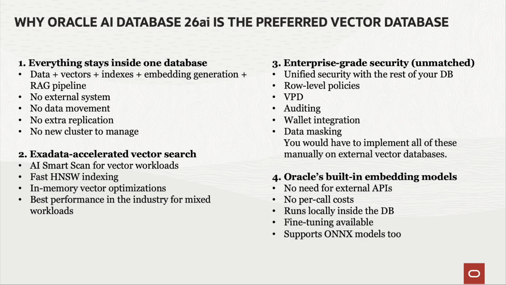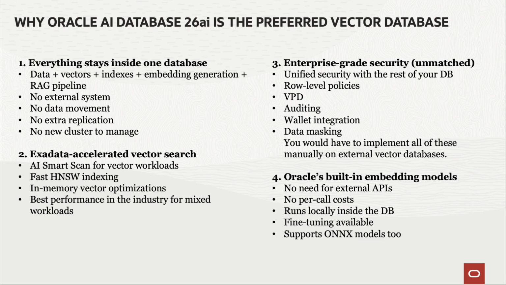Everything stays inside one system: your data, your vectors, your indexes, your embedding generation, and your RAG pipeline. No extra clusters, no data movement, no extra tooling to maintain. Vector search also benefits from Exadata performance features such as AI Smart Scan, fast HNSW indexing, and in-memory optimizations. It delivers strong performance even when vector workloads sit alongside transactional or analytical workloads.